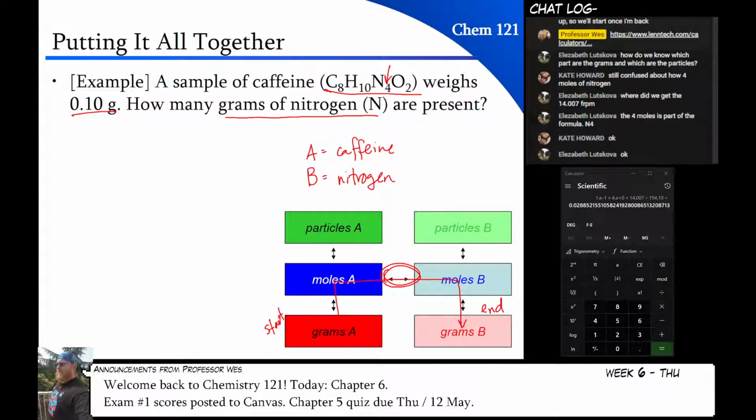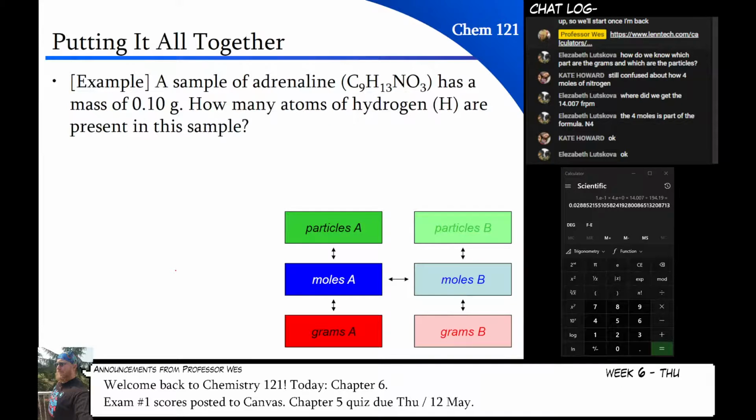All right. So now you've seen me do 2 of these. I'm going to give you this one. I have adrenaline, and I'm giving you the same mass, 0.10 grams, which is, again, a lot of adrenaline. I want you to tell me how many atoms of hydrogen are in the sample. So, just like the last problem we did, but instead of doing a mass on the last step, you're going to do a particles instead. So, you're going to invoke Avogadro's number somewhere in there.